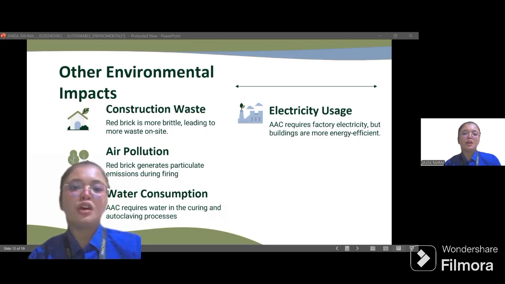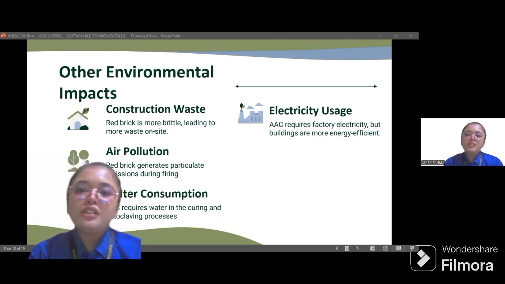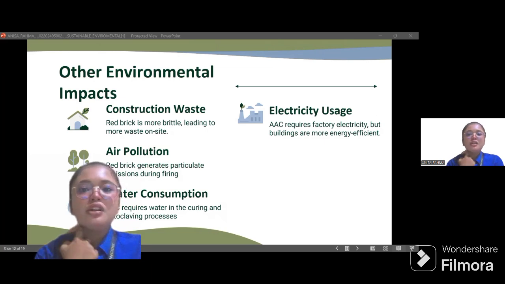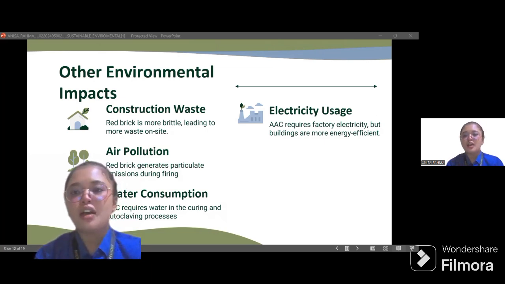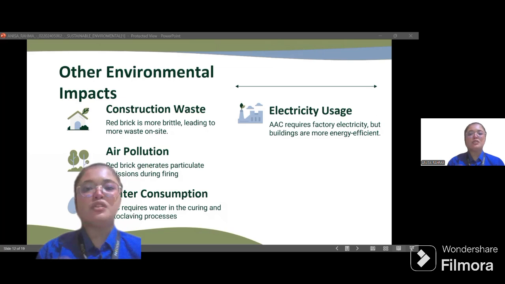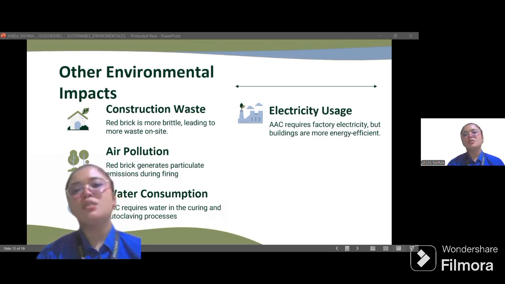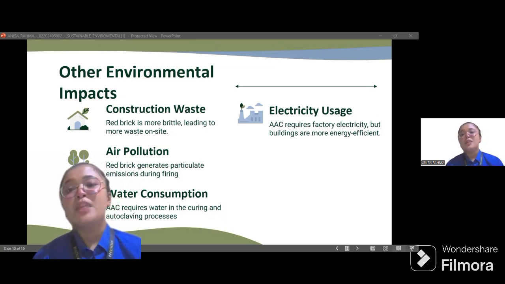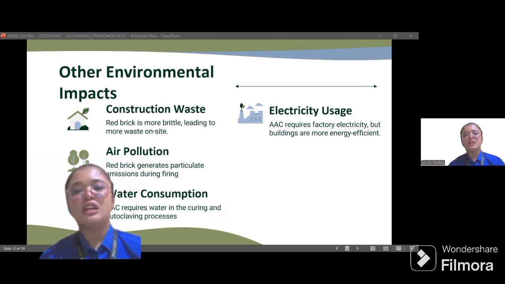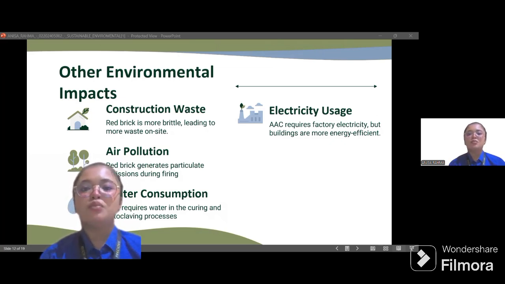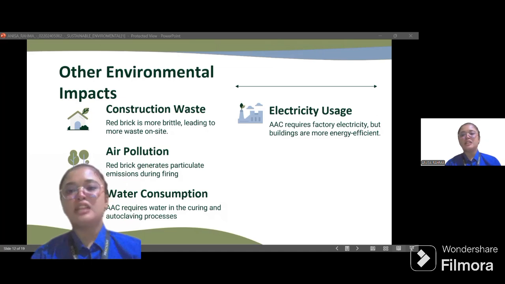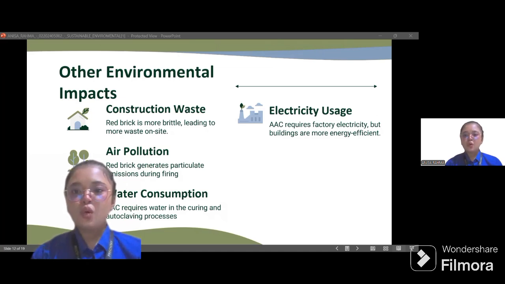The second one is air pollution. One of the major environmental impacts of red brick production is air pollution, particularly from the burning of fossil fuels like coal and firewood at very high temperatures, like 800 to 1000 degrees Celsius. This burning process produces particulate matter, which can pollute the air and negatively affect air quality around the brick manufacturing facility.